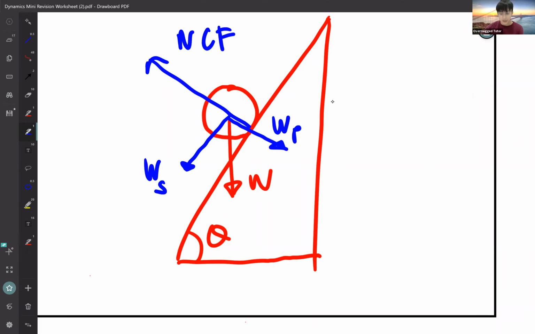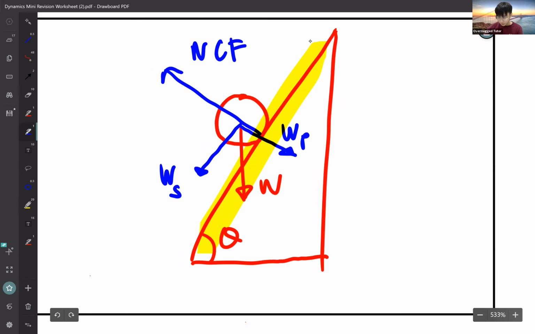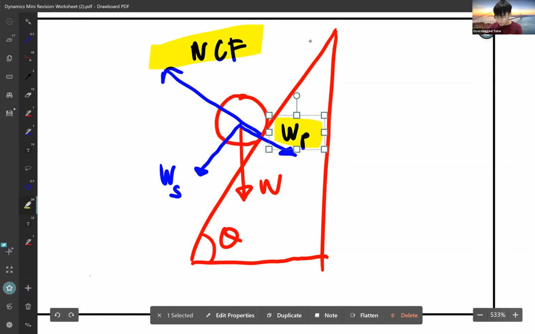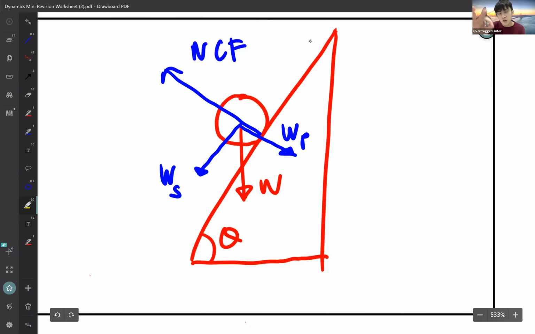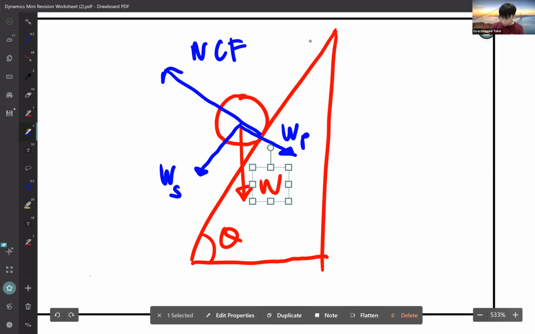Now remember, I only care about the forces on this direction. So I hope you can see, if I try to resolve the weight here, I actually end up killing NCF and WP. Why? Because they are perpendicular to the slope. When you resolve something perpendicular to an axis, it becomes 0. So the next thing I need to do is find the relevant angles. So I want to extend this line out, and then it will be a lot clearer for you.